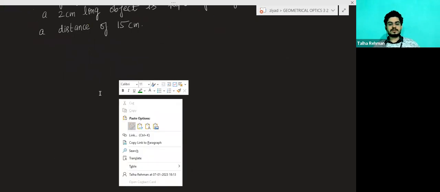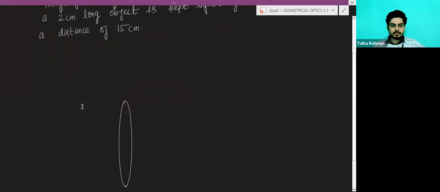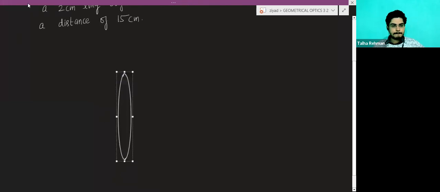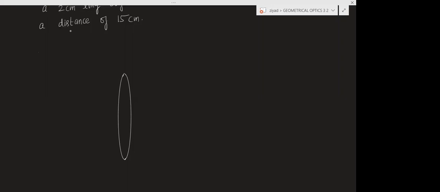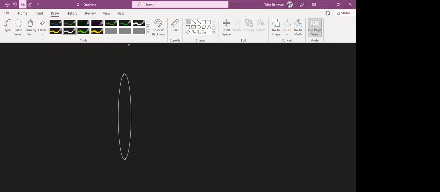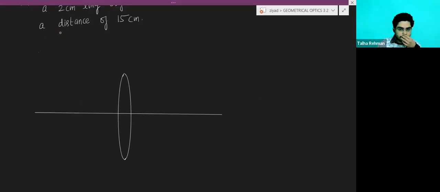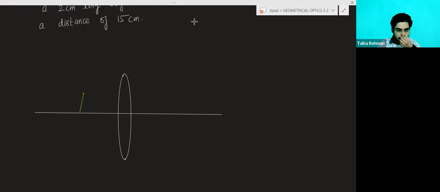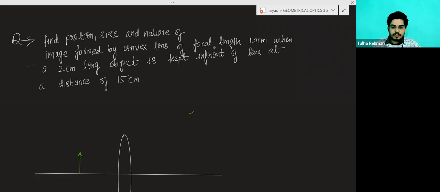So there is a convex lens. This is the convex lens, and this is the principal axis, and an object is placed in front of the lens at a distance given in the question. This is the object. Find the position, size, nature of the image formed by the convex lens. Focal length of the lens is given as 10 centimeter.